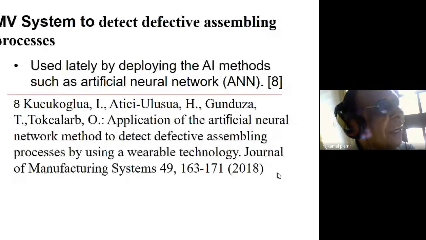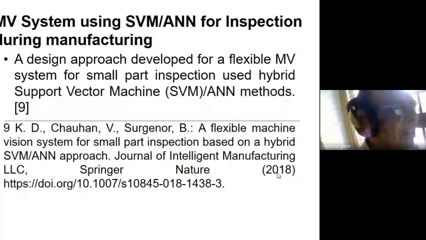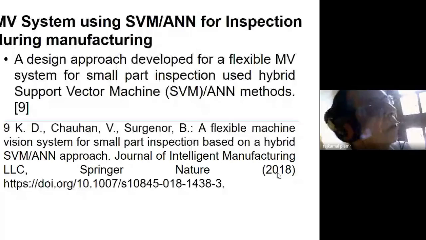In 2018 itself, a flexible machine vision system was developed for small part inspection using support vector machine and the artificial neural network method. Support vector machine is one of the AI methods. Those who are computer students know what a support vector machine is. They must have read about it. And similarly, those who are computer students know what ANN is. So this work was also introduced in 2018.